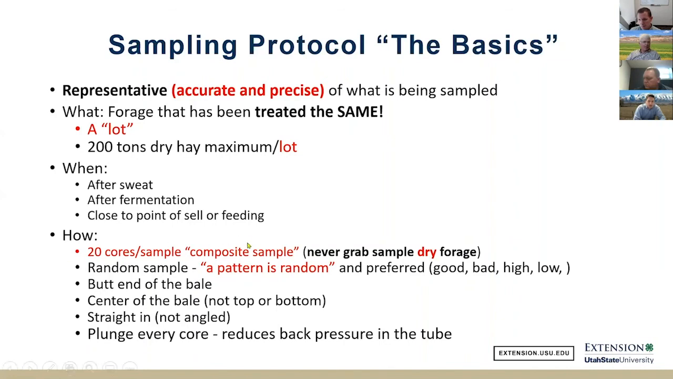In the case of baled hay, again, sample the butt end of the bale, the center of the bale, not the top or the bottom, due to the settling out and the different quality you will have in the top of the bale versus the bottom of the bale. The core sampler should go straight in, and then you want to plunge the core you take between every core to eliminate back pressure in the tube.